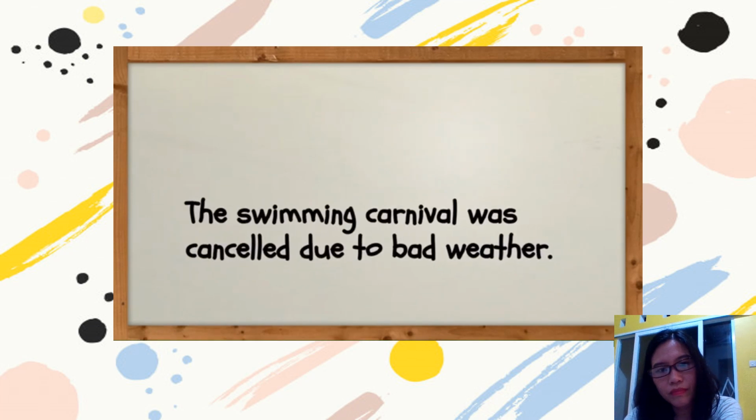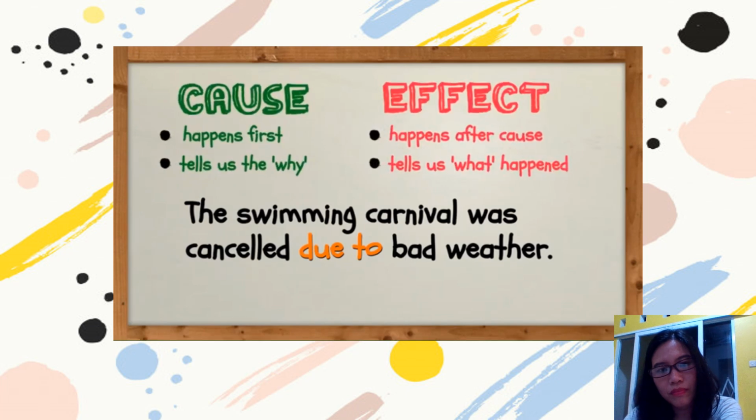Let's look at this sentence. Can you find a signal word or phrase? The swimming carnival was cancelled due to bad weather. The signal phrase is due to. What is the cause and what is the effect? See if you can work it out. How did you go? The cause is the bad weather because it was the event that happened first, and it tells us the why. The effect is the swimming carnival being cancelled because it happened after the cause, and it tells us what happened.